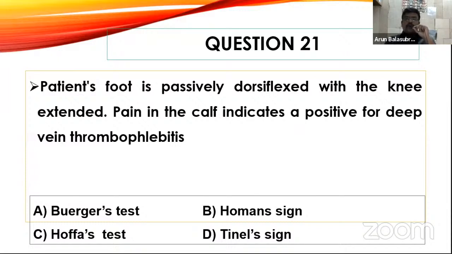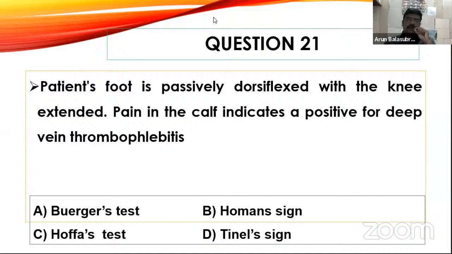So we will move on to question number 21. The patient's foot is passively dorsiflexed with the knee extended. Pain in the calf muscle indicates positive DVT. So what is the name of the test? DVT test. Burgess test, Homan's sign, Pofas test, Nelsine. DVT is very easy, right? Not Burgess test.